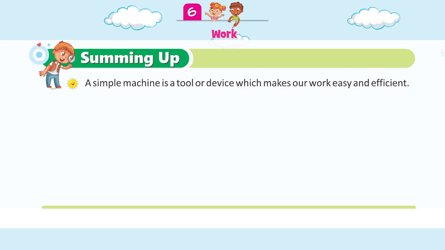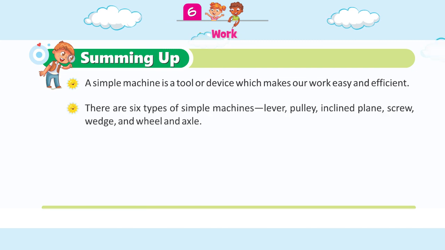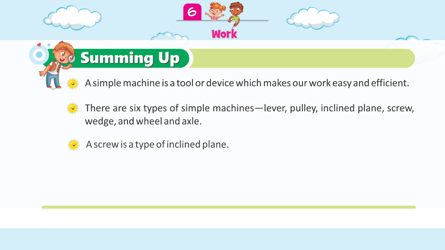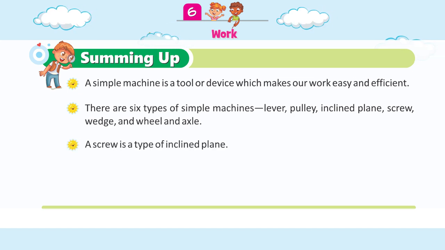A simple machine is a tool or device which makes our work easy and efficient. There are 6 types of simple machines: lever, pulley, inclined plane, screw, wedge, and wheel and axle. A screw is a type of inclined plane.